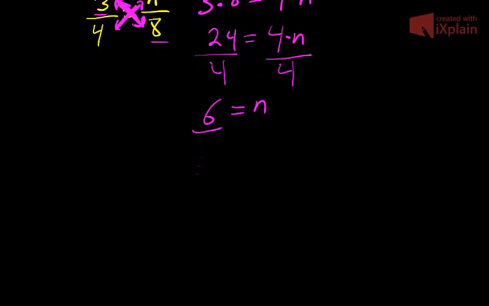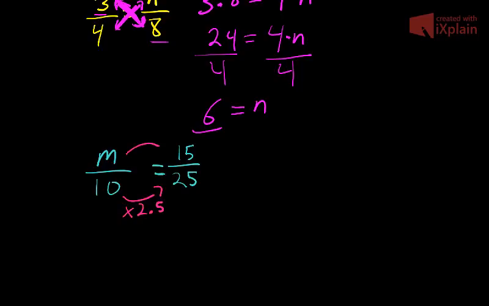I would like to try one more problem, which is going to be m over 10 equals 15 over 25. Looking at this the old way, it might be a little challenging to find it, but right there, if we multiply by 2.5, we get to 25. So something times 2.5 equals 15. And that's kind of weird. So I'm just going to leave it for now. Something times 2.5 is 15. Maybe I don't know quite what that is.